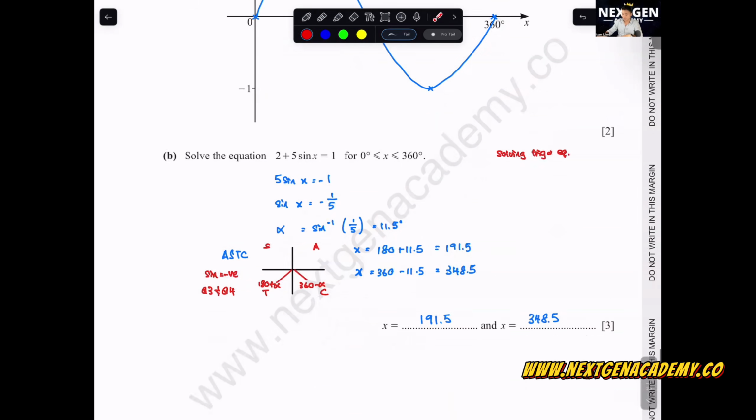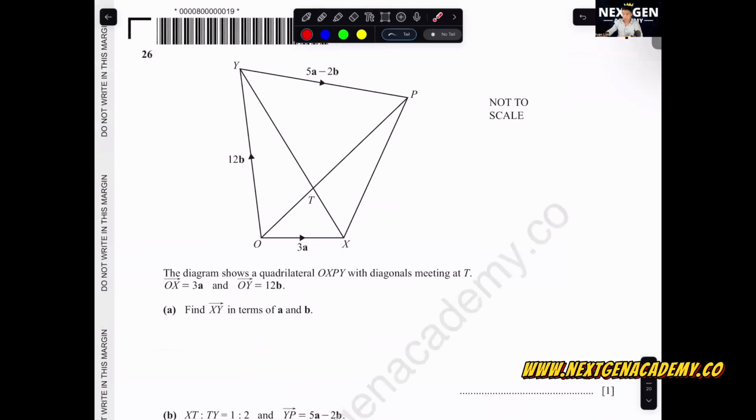Okay, one last one. Just now I saw a lot of you writing, don't know how to do this, 26. Okay, 5-mark question only. The diagram shows a quadrilateral OXPY with diagonals meeting at T. OX equals to 3A, OY equals to 12B, which is labeled. Find XY. Okay, how to find XY? According to the diagram, you can even derive from the position vector. XY will be XO plus OY. -3A plus 12B. You can just follow based on the diagram.